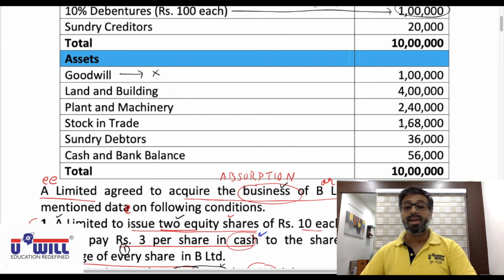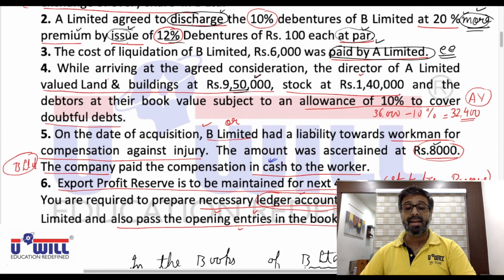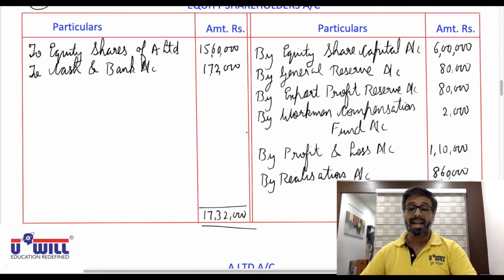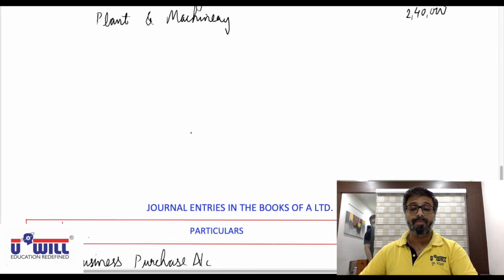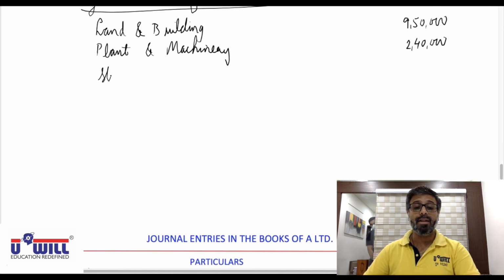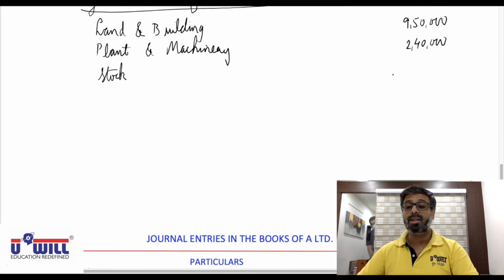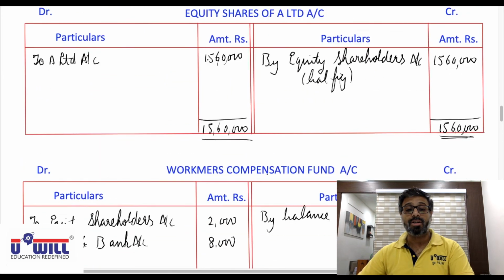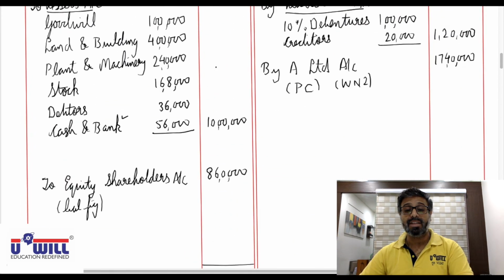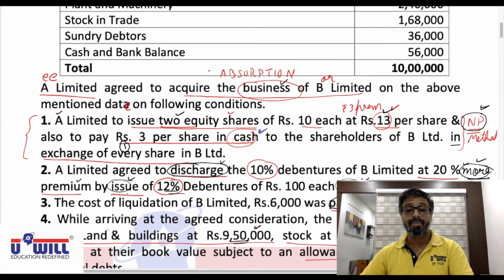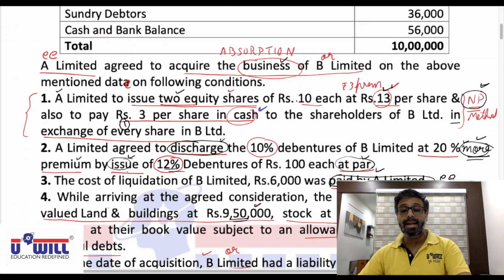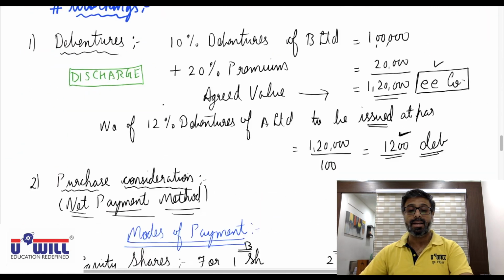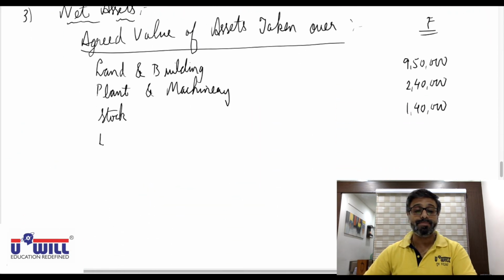Then stock in trade 1,68,000, but its agreed value is given 1,40,000. So we will take stock in trade 1,40,000. Okay. Write down stock in trade 1,40,000. Then after stock, next asset is debtors. Debtors, we discussed the agreed value is 32,400. So write down debtors 32,400.